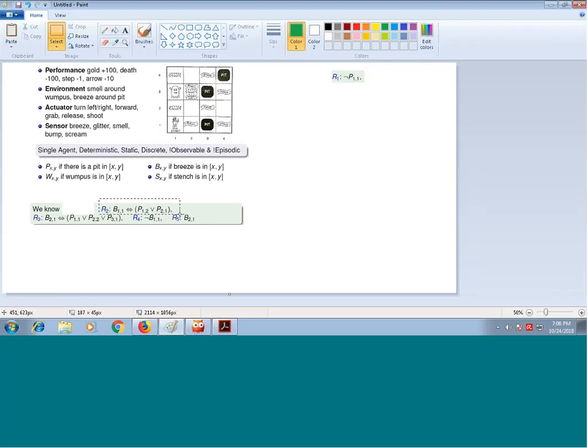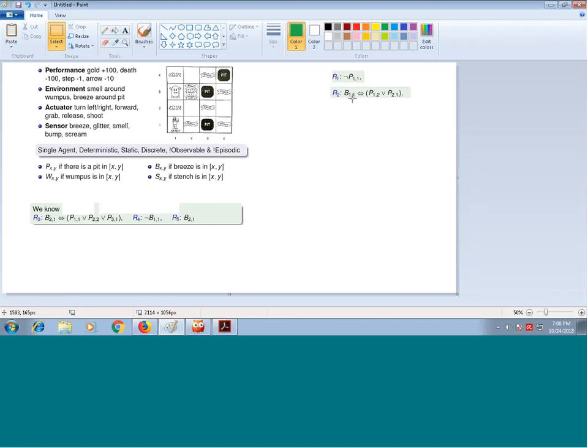Similarly, the second information that I have is that B11, breeze in 11, implies, and it is implied in both directions, that if there is a breeze in 11, then there is a pit in 12 or a pit in 21. Can you see this? However, there is no pit there, but this is a condition.